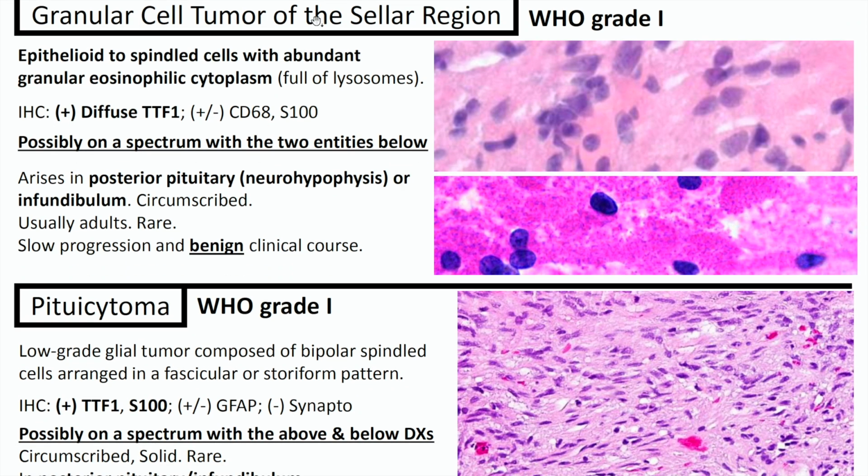Granular cell tumor of the sellar region, WHO grade 1. Epithelioid to spindled cells with abundant granular eosinophilic cytoplasm, full of lysosomes. Then on IHC, these are going to have diffuse TTF1 staining, and they're possibly on the spectrum with the two entities below. These can arise in the posterior pituitary or the neurohypophysis or the infundibulum, and they typically have a slow progression and benign clinical course.